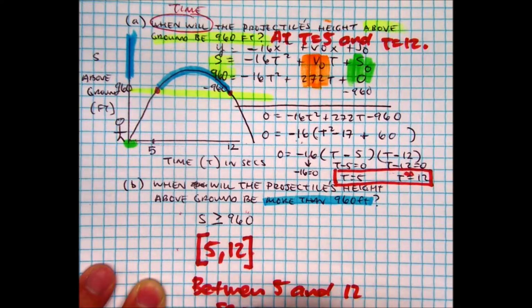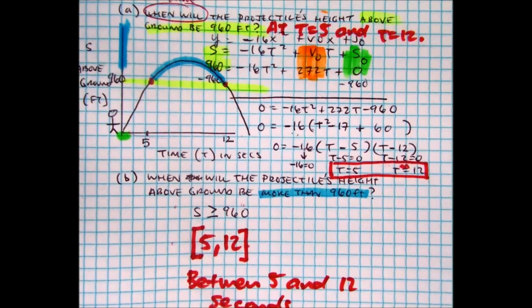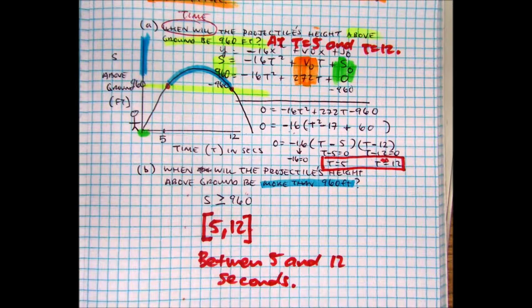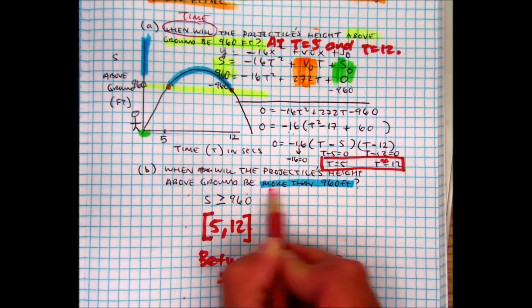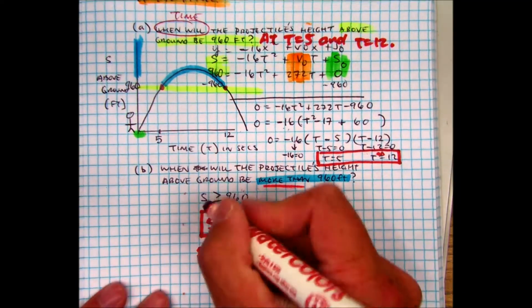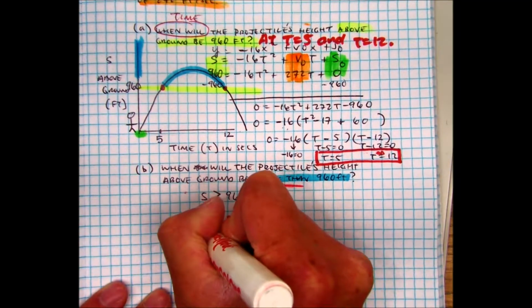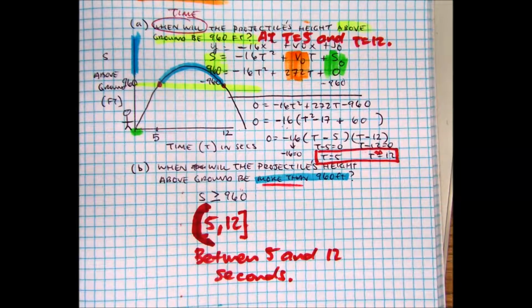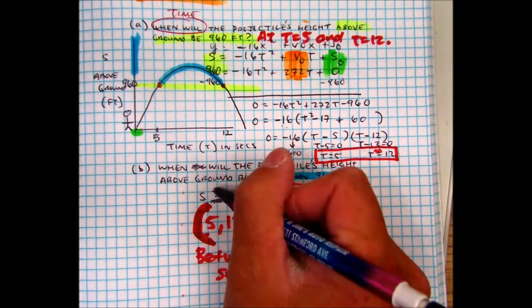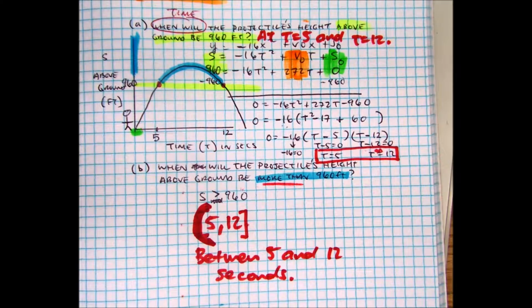Wait, shouldn't it be parentheses? Yeah, because if it's 5 seconds, it's 960 and it just says more than. Yeah, it didn't say equal to. Oh, thank you. So it just says more than. So this one should be a parentheses. Make it really thick. And then have no inequality sign. So just s is greater than 960.